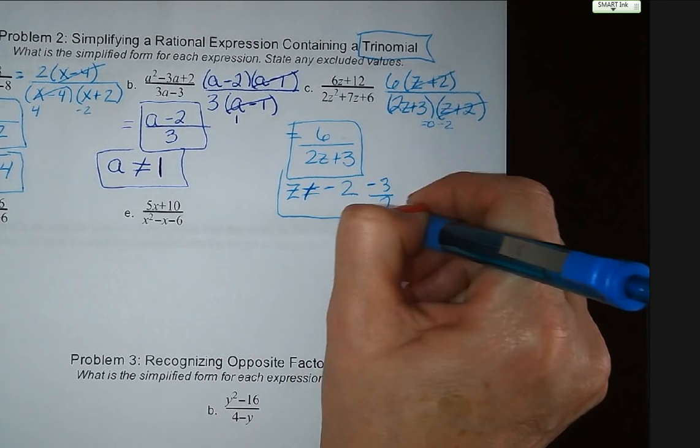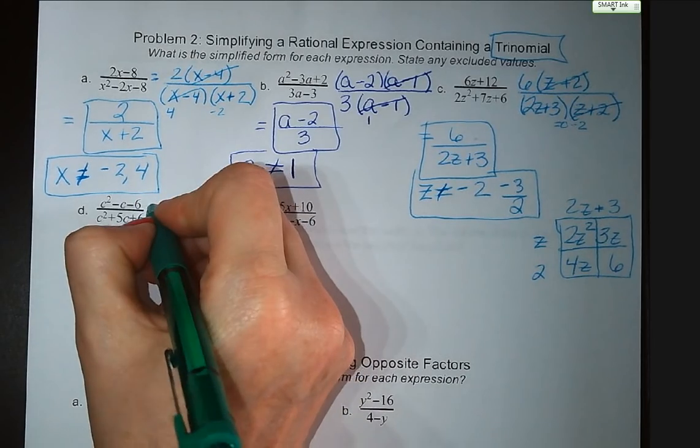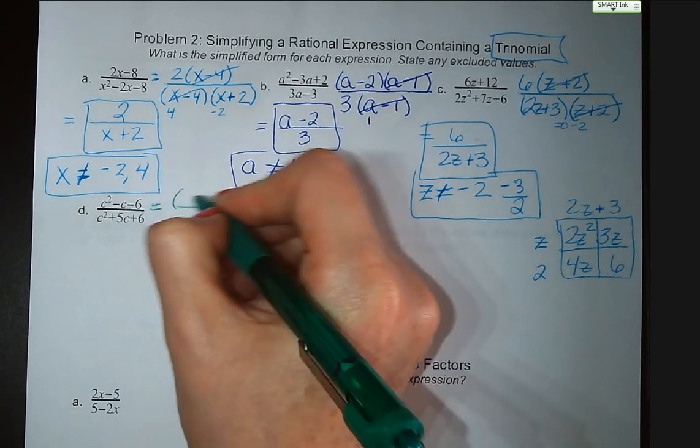Okay. I want you guys to try letters D and E on your own, and then we're going to go over them. So letter D, we need to factor both the numerator and the denominator. Both have trinomials.